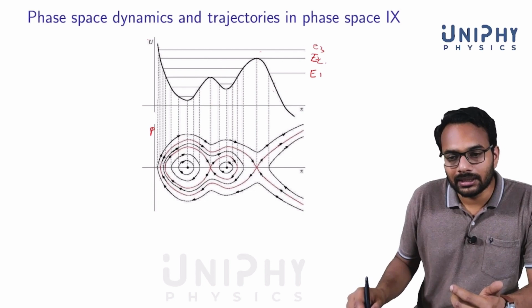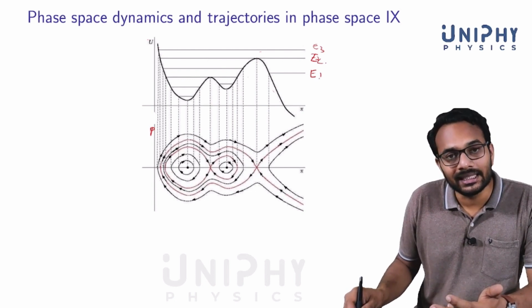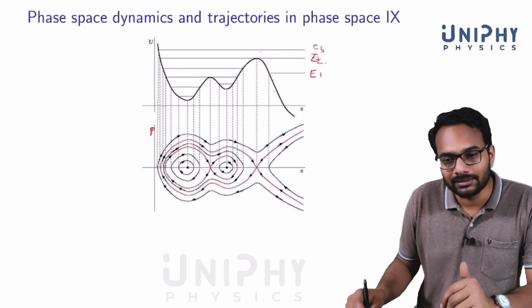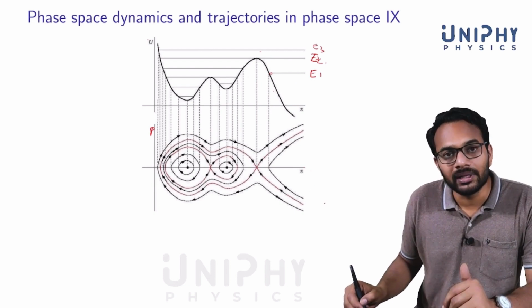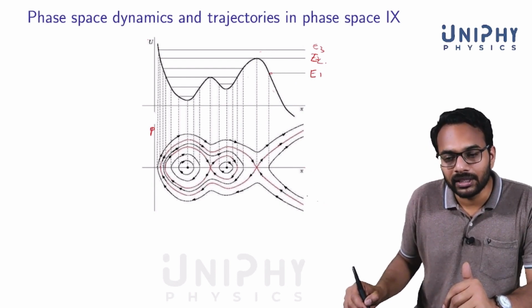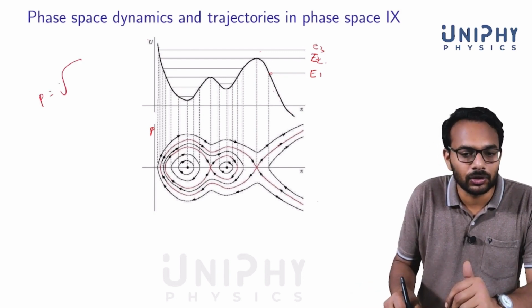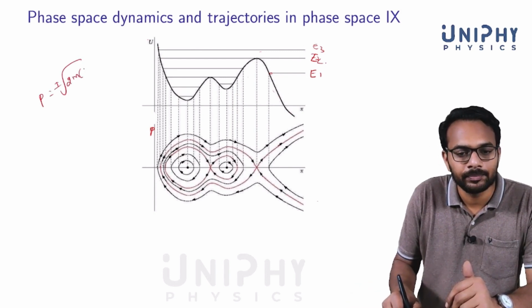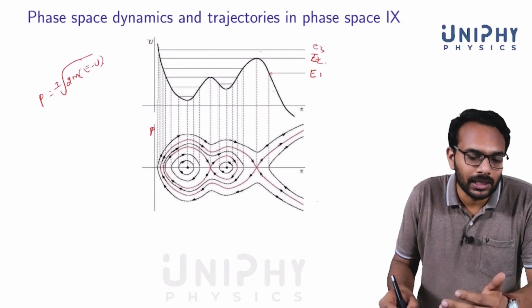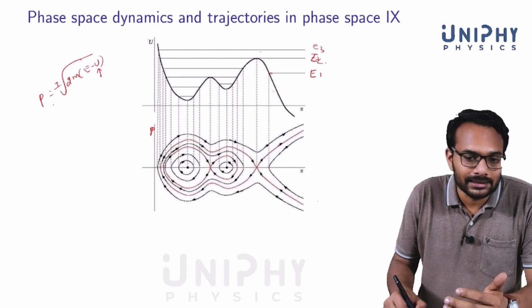Now suppose a particle is with energy E1, coming from infinity. When it comes from infinity, it sees an increasing potential energy. We said that P is equal to plus or minus the square root of 2m(E minus U). This is just to get the qualitative behavior. When U increases, P decreases.